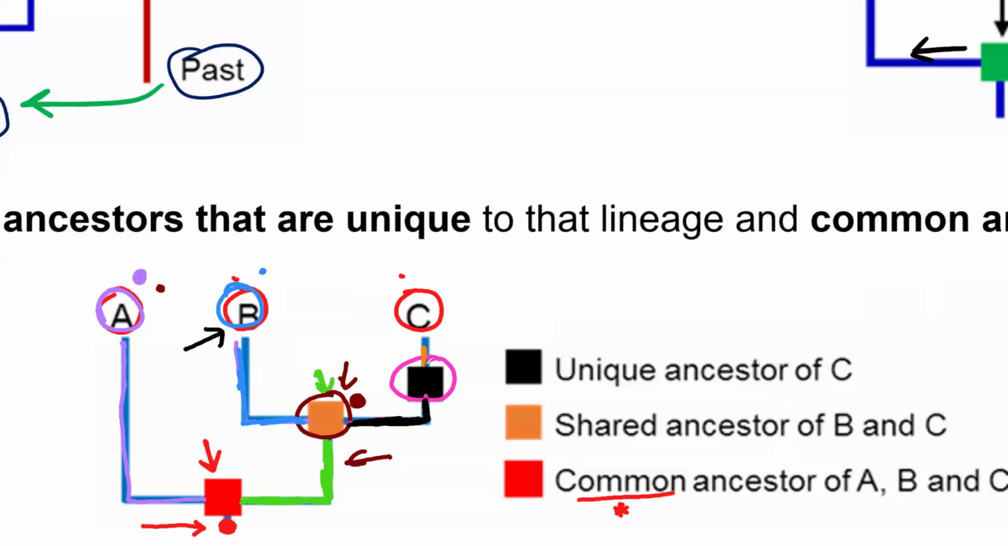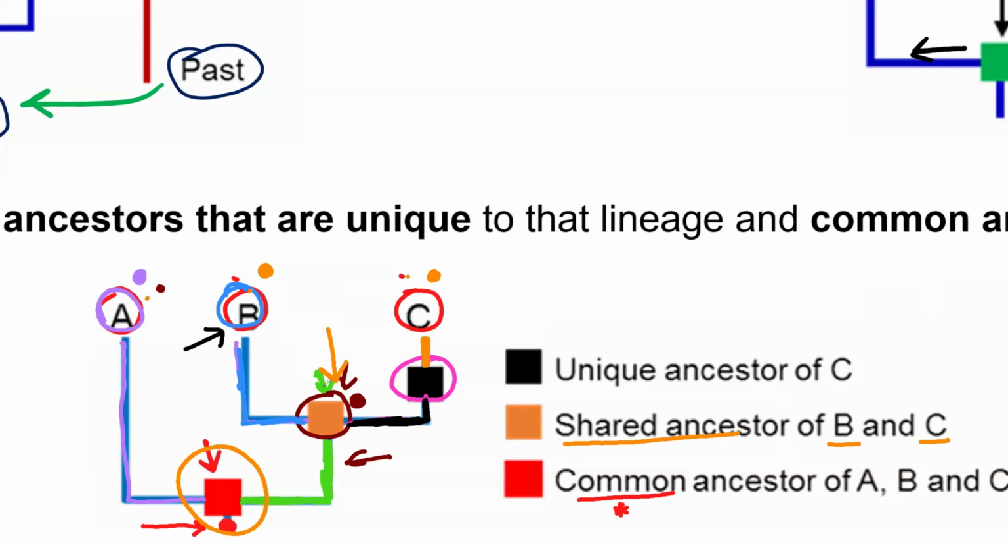So it further went on and formed the species C. Now let's interpret the shared ancestor, the common ancestor, and the unique one. The common ancestor, remember, is the one that is common to all the descendants A, B, C. Now when we look at this brown species, it is a shared ancestor of B and C. Why do we say it's a shared ancestor of B and C? Because the descendants B and the descendants C, all of them came from this one.